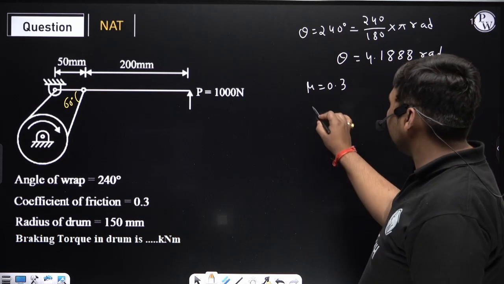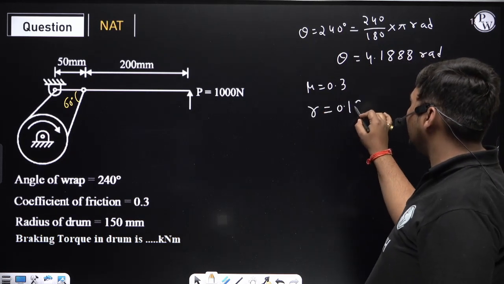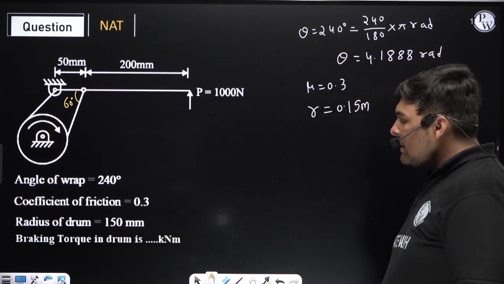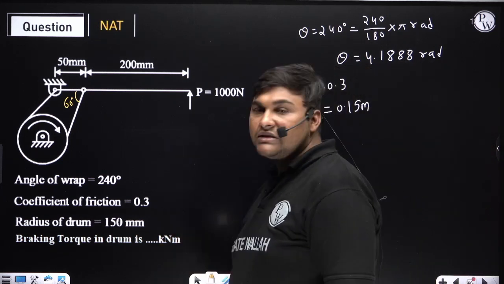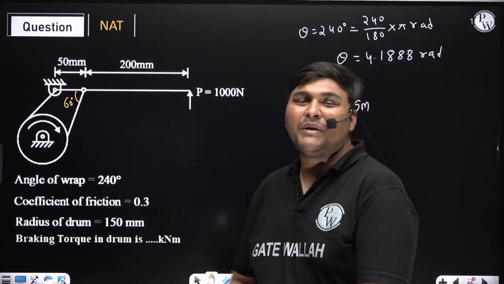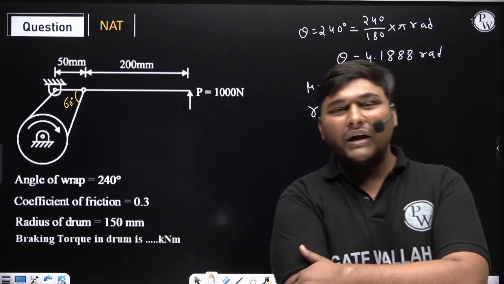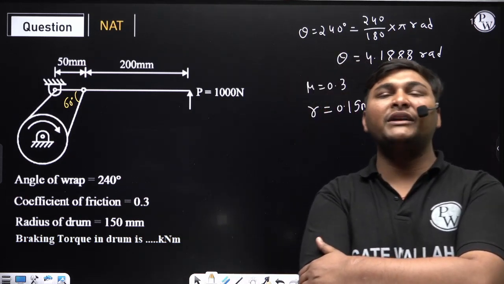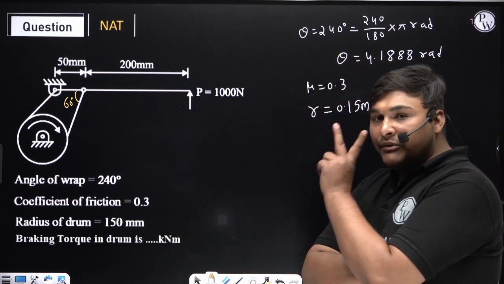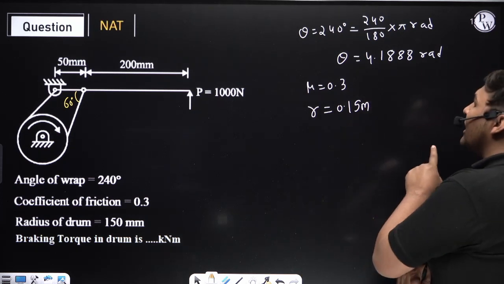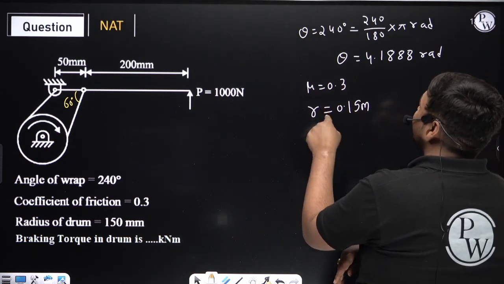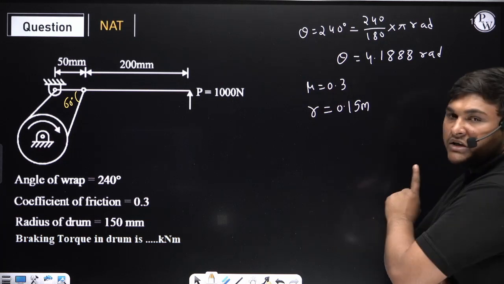Now here the radius of the drum is given 150 mm, means 0.15 meter in SI unit. The examiner is asking for braking torque. So what is the formula to calculate braking torque? T1 minus T2 into Re. So to find braking torque, first we need to find T1 and T2. Now T1, T2, two unknowns. So one relation we can find between T1 and T2 by using T1 by T2 equal to e to the power mu theta. It is one relation.